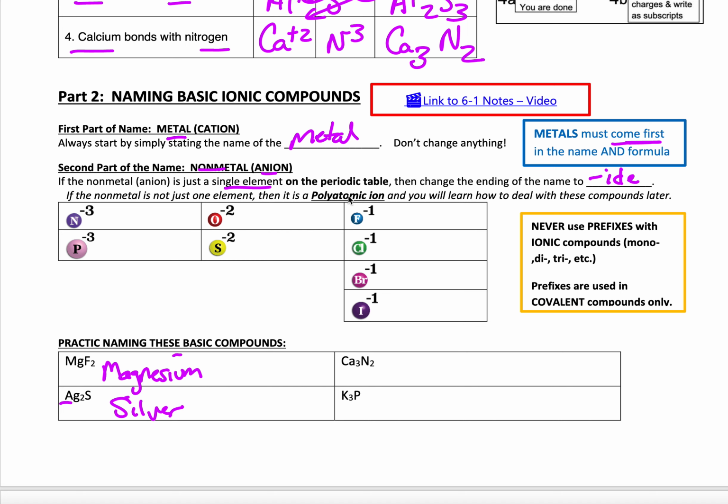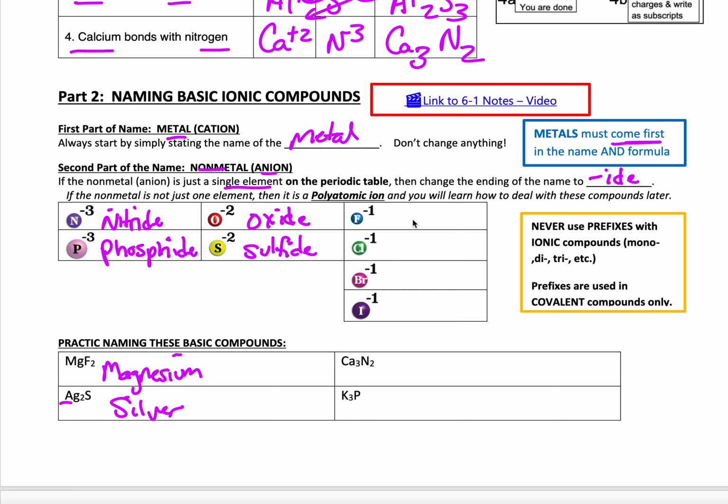If it's a polyatomic ion, if it's more than one element, which we'll get to in a little while, we'll deal with the rules that you need for this. It's actually kind of easier. But if it's just normal elements on the periodic table, we change the ending to "ide." So N becomes nitride. Phosphorus becomes phosphide. Oxygen, bet you know this one, oxide.